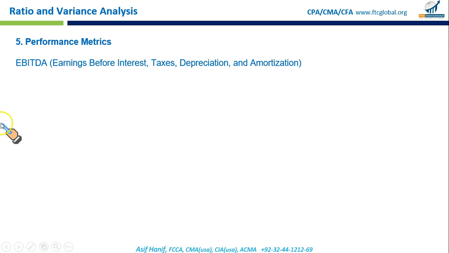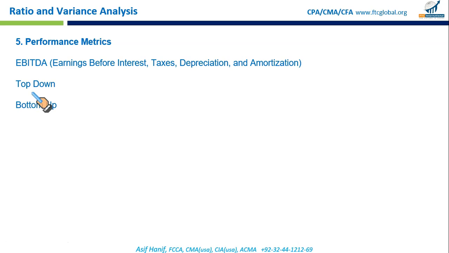Next, we have earning before interest, tax, depreciation, and amortization. Now, this is a very interesting financial metric. This is used to measure a company's operating performance. It especially focuses on how much money a company makes from its operation before considering the cost of interest, taxes, depreciation, and amortization. So there are two ways we can calculate EBITDA. One is the top-down approach, other is the bottom-up.